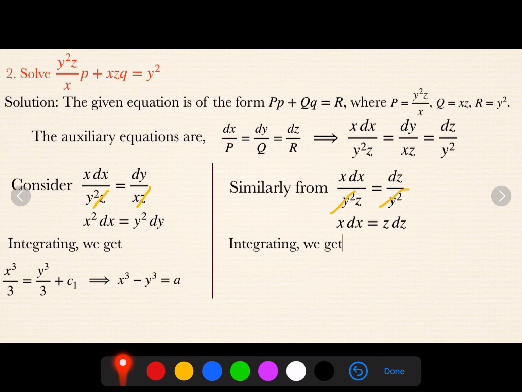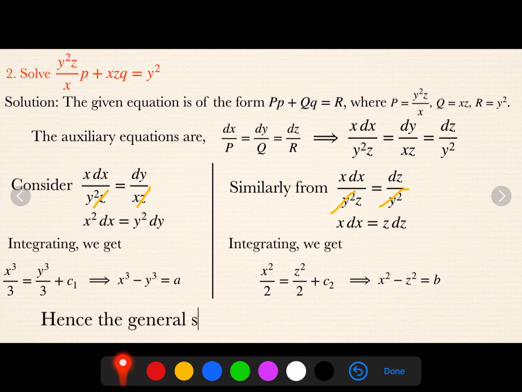If you integrate that one, we will get x square by 2 is equal to z square by 2 plus c2, the integration constant, that is x square minus z square is equal to b, where b is equal to 2c2. Just replace 2c2 with b, another constant. So, write the final solution: phi of u comma v is equal to 0, where the value of u is x cube minus y cube and v is x square minus z square.